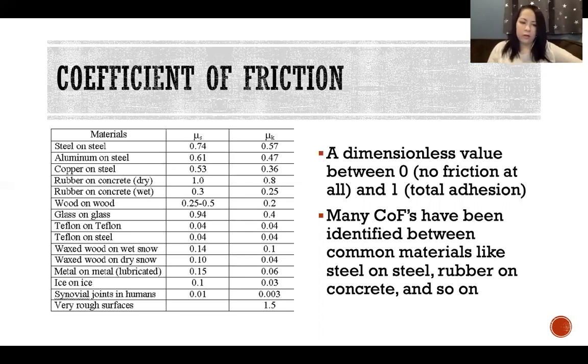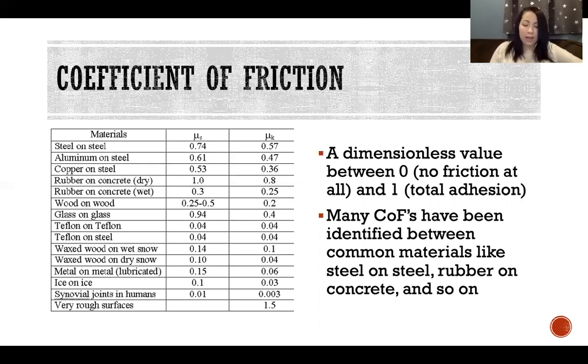That's pretty close to 0. So there's very, very little static friction in synovial joints in humans. And then in kinetic, or once the joints are moving, the kinetic friction is even closer to 0. We get to 0.003 for synovial joints in humans.